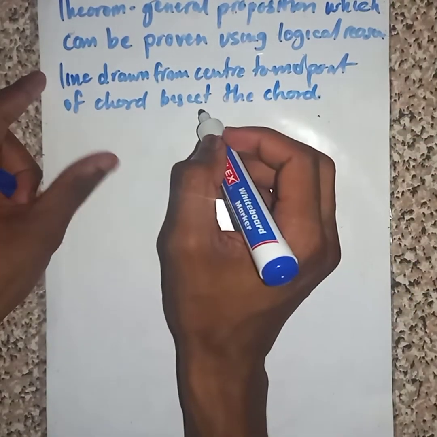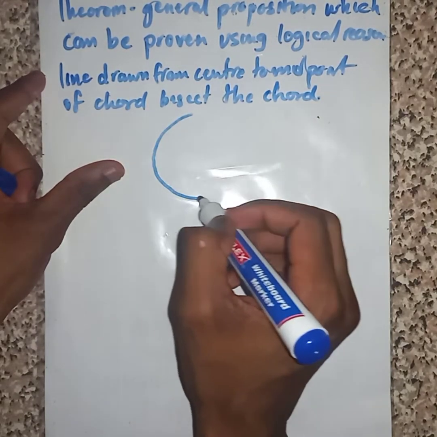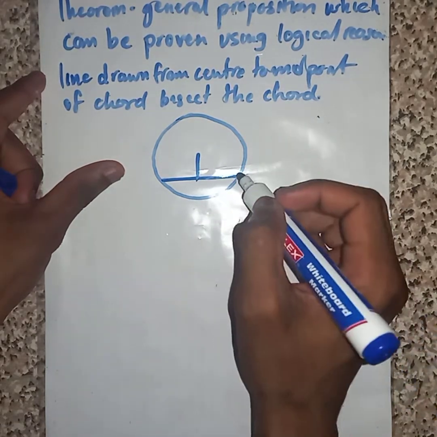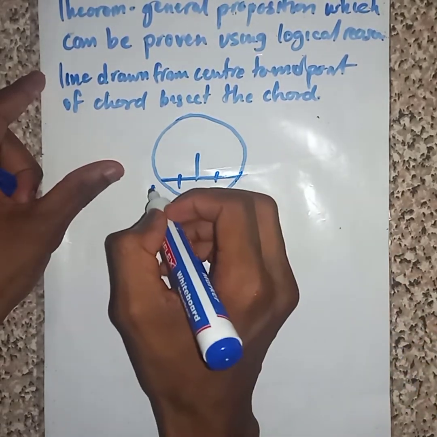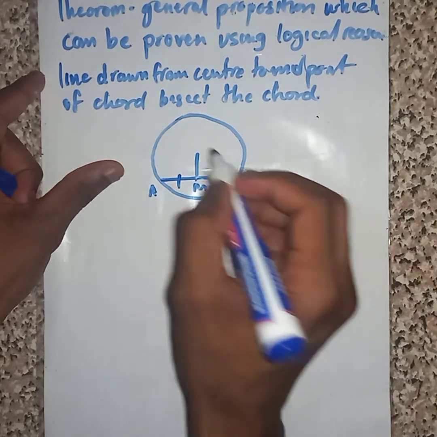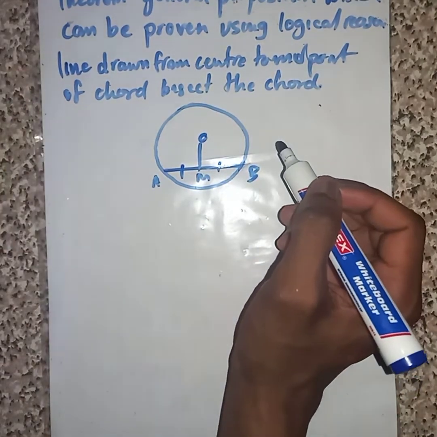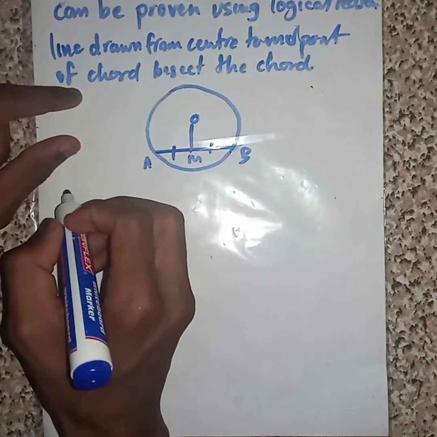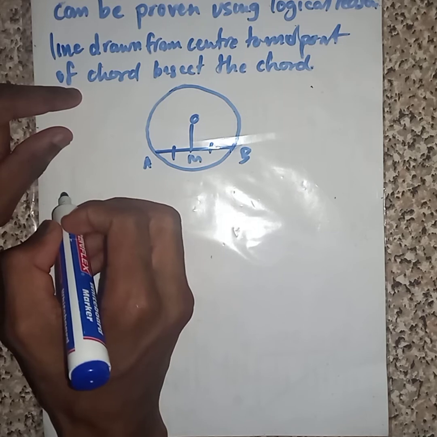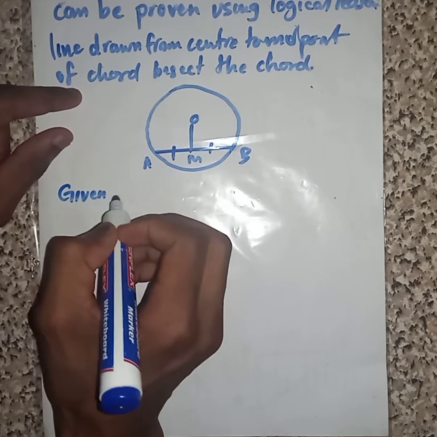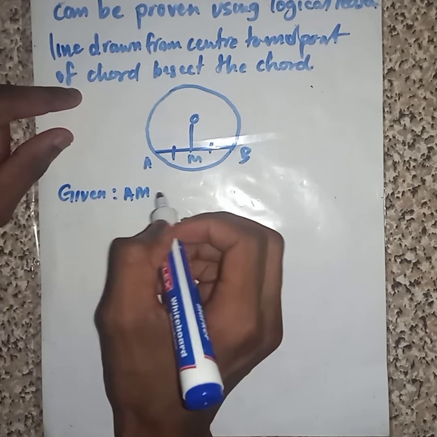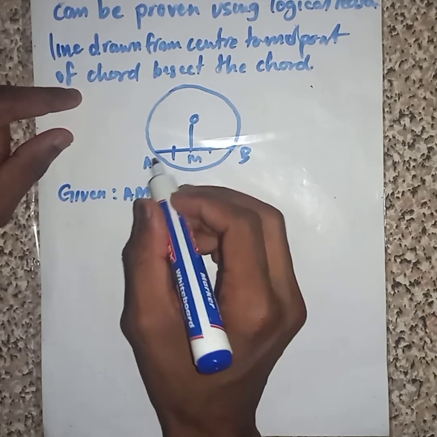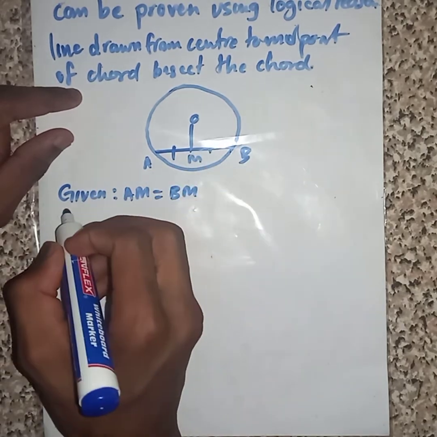Then I'm going to give you this diagram like this. You see, A, M, B together with O. Then let us write some requirements. They gave us that AM is equal to BM.